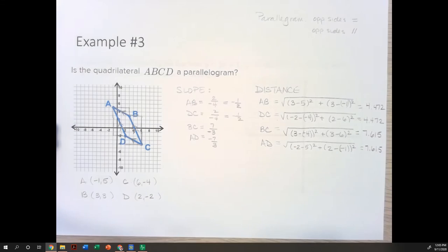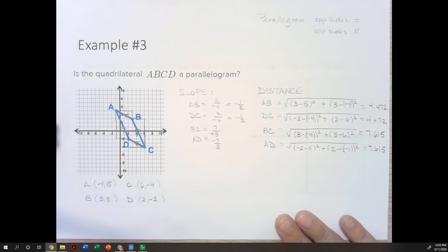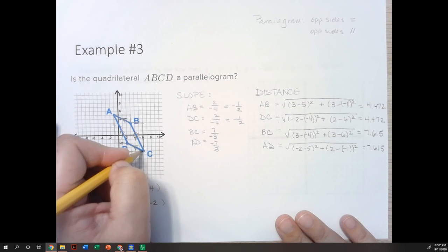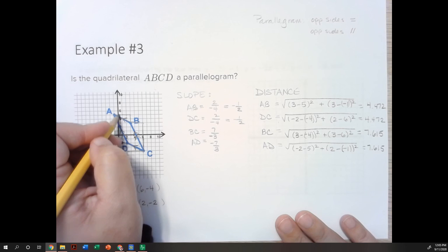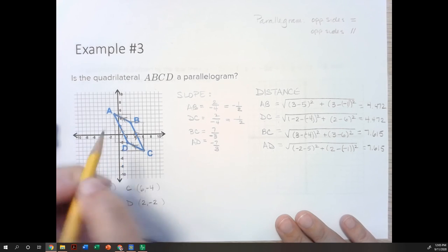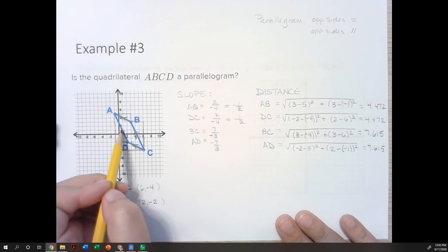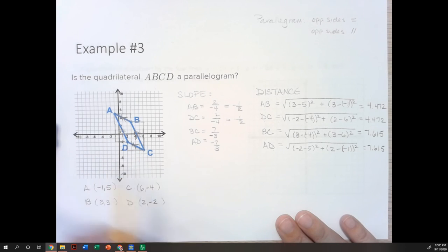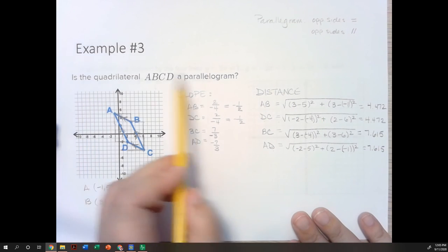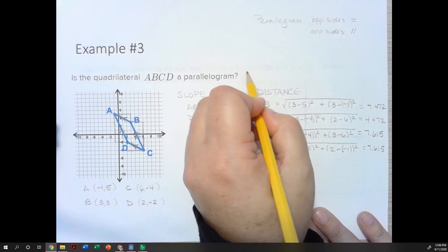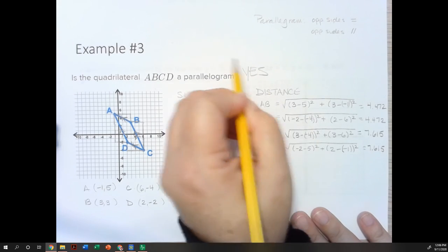All right, so now I know that AB and DC have the same measurement, so these opposite sides are equal. And then AD and BC, those sides are equal. So I have opposite sides that are equal and opposite sides that are parallel. So is the quadrilateral a parallelogram?